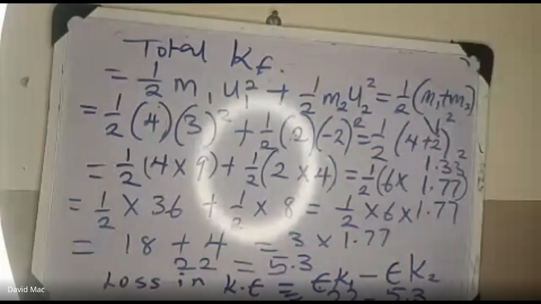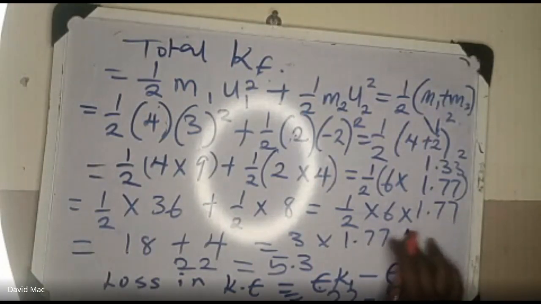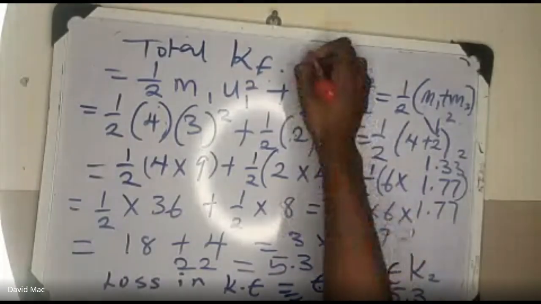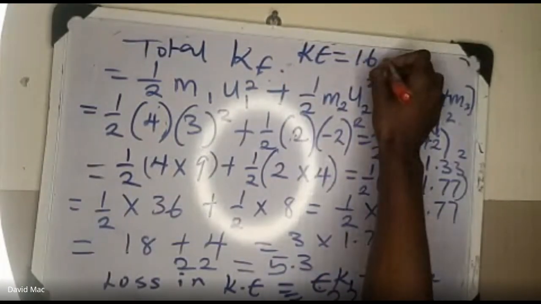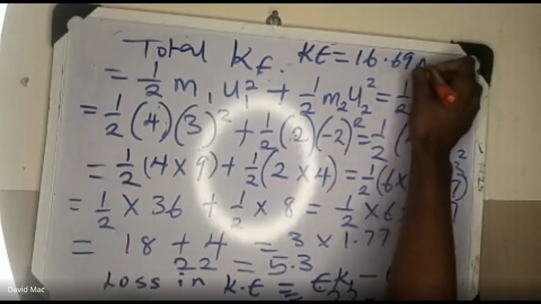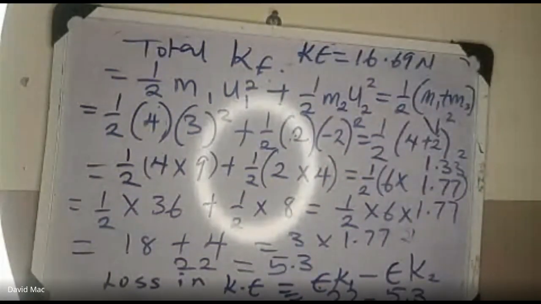So when you solve the math, you're going to be having 22 minus 5.3. What will be the answer? Your kinetic energy will be 16.69 Newton or 16.7 Newton. So this is the answer. Your KE now will be what? 16.69 Newton. That is what we call the kinetic energy of the two bodies.